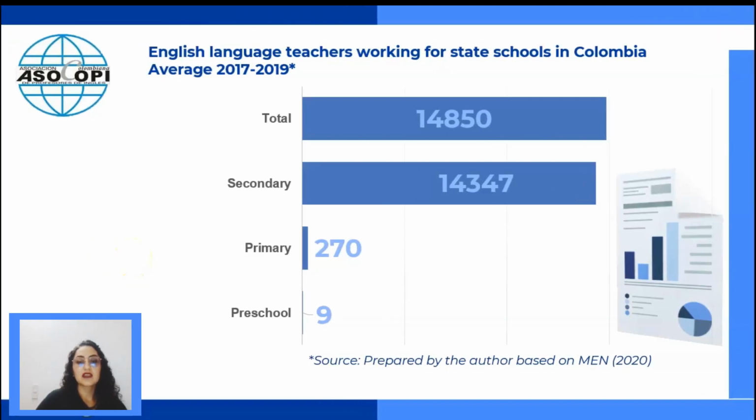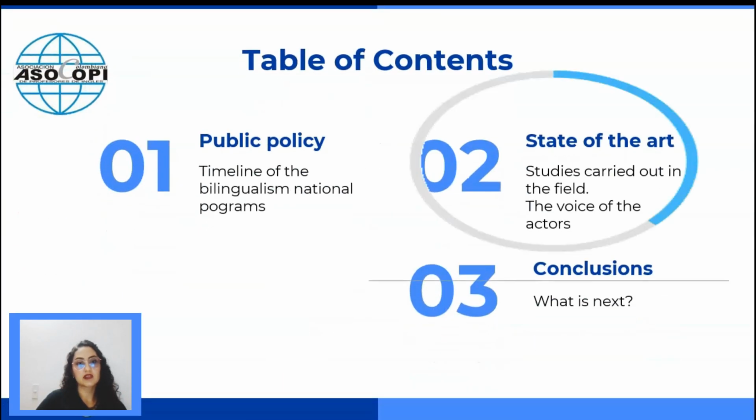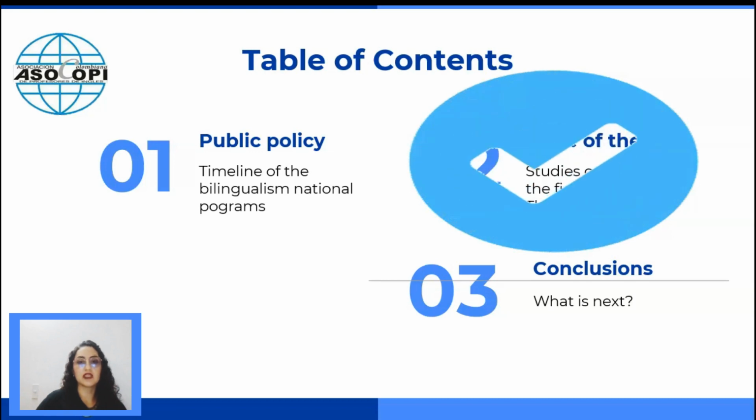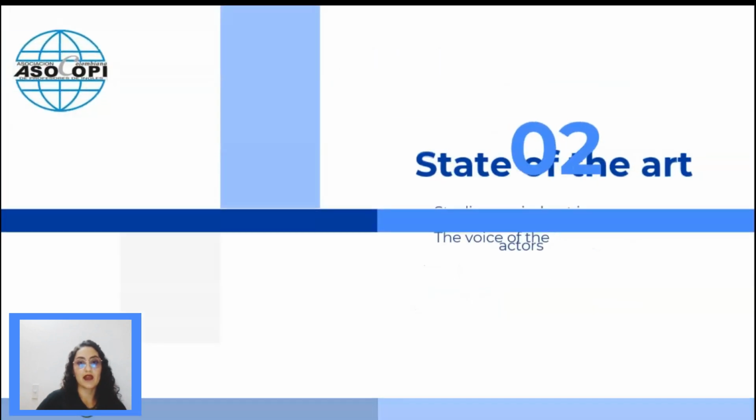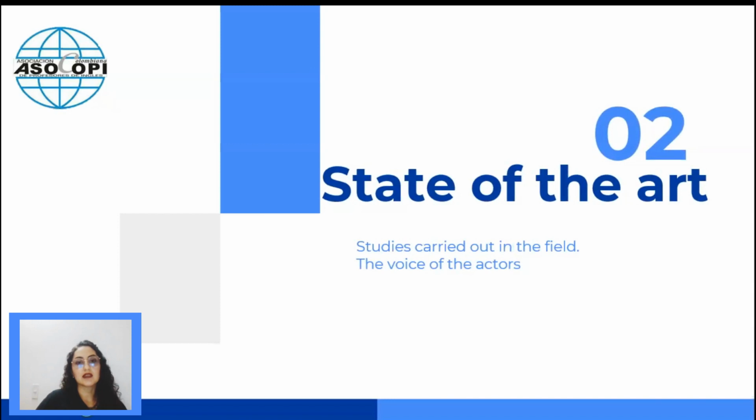Now let's move on to the second item in the agenda, which is the state of the art in the field of teaching English in preschool and primary. In this section, I will show you the main findings of a documentary exploration. For this, I reviewed around 50 documents consisting of 3 doctoral theses, 3 research books, and 44 articles.